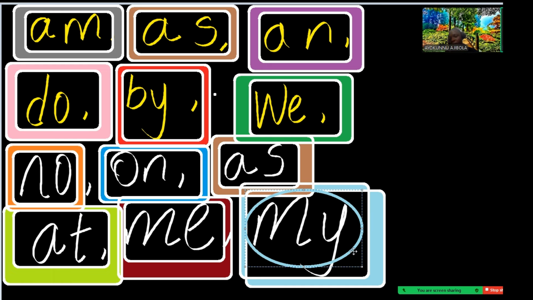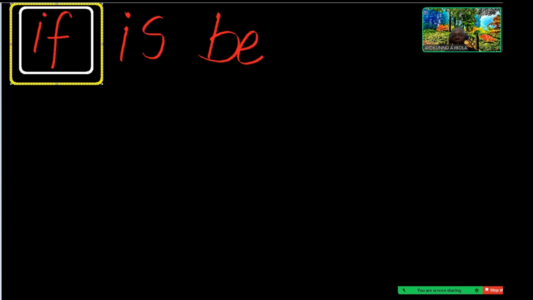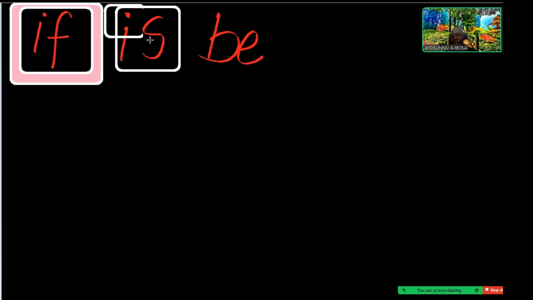My. Okay, now we gotta go to the next level, which is this one. We have if. So what is the first word here, Ogo? If. Say it again. If. Good. So what is this next one? Is. Very good. Say it again. Is. Okay. Then what is this one?